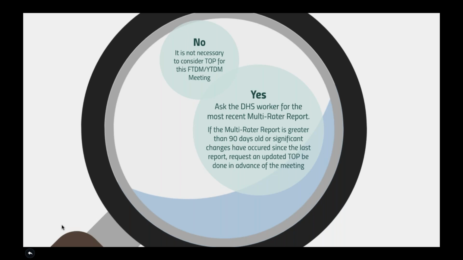If it is more than 90 days old, or there's been a significant change, so if the child has left their placement, or there's been a significant life event for the child, you should definitely ask the DHS worker to have an updated TOP completed in advance of the meeting. Because we really want to be focusing on current information. We want to know what's going on here and now with the child, and something that is from 3 months ago may not provide us with that updated information that we need to support and to better inform the decisions that we're making in this meeting.